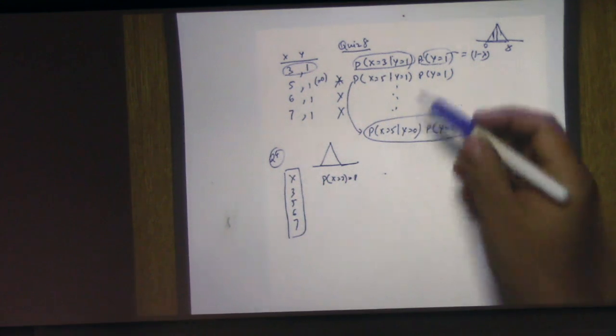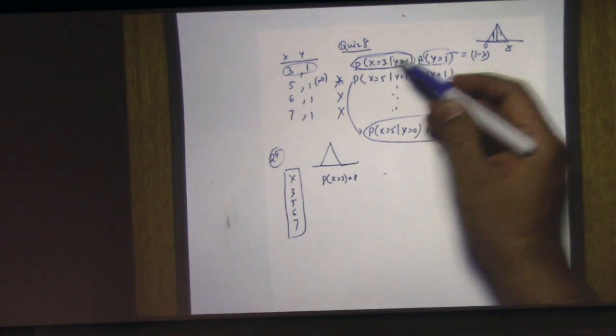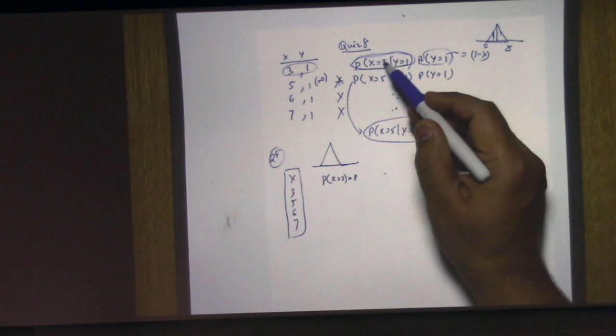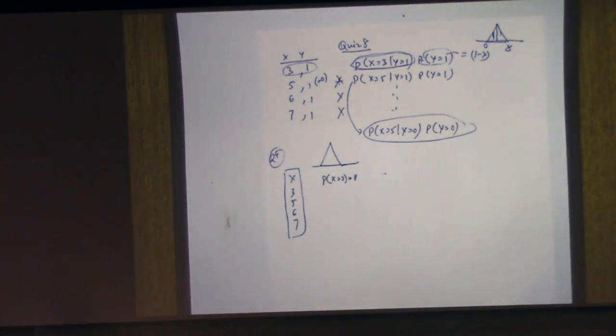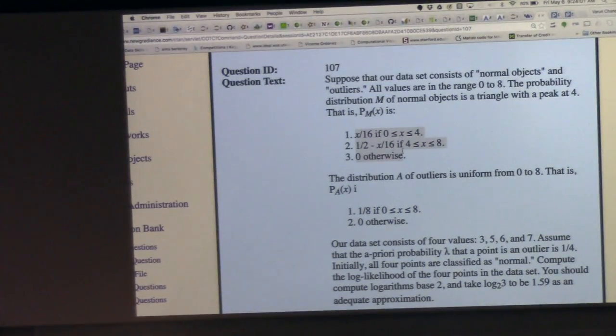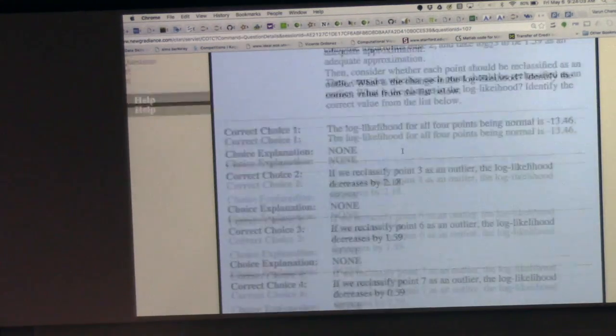This is the way you interpret it: what is the probability of x to be 3 given I know it is coming from the normal class, right? And what we have given you here is that for the normal class, the distribution is this. So that's why you use that. All right, okay, let's move on.